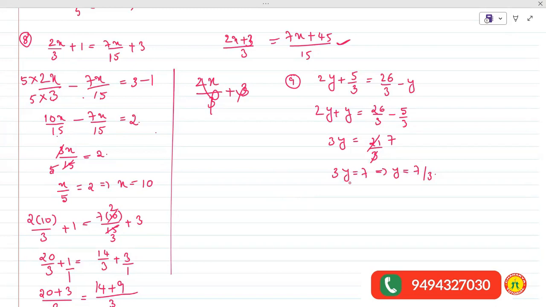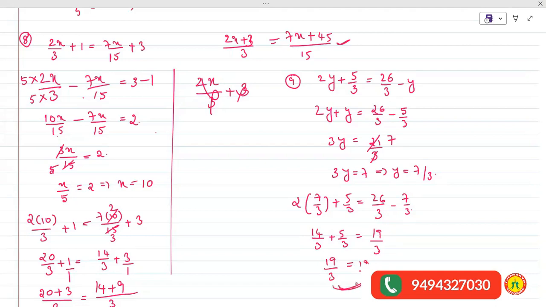Yeah, the verification is you put y as 7 by 3 in the given equation. 2 of 7 by 3 plus 5 by 3 equals 26 by 3 minus 7 by 3. So 2 sevens, 14 by 3 plus 5 by 3. Denominators are same, 14 plus 5, 19 by 3, which equals 26 minus 7, 19 by 3. LHS and RHS both are same. Very good.